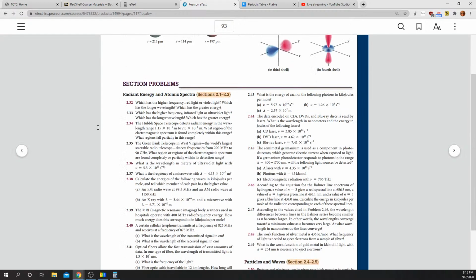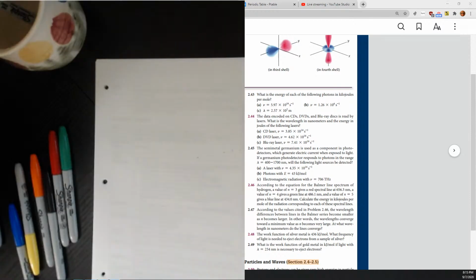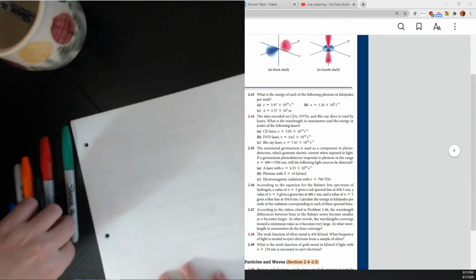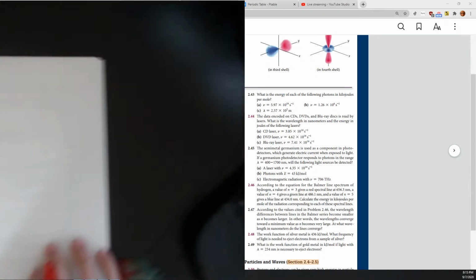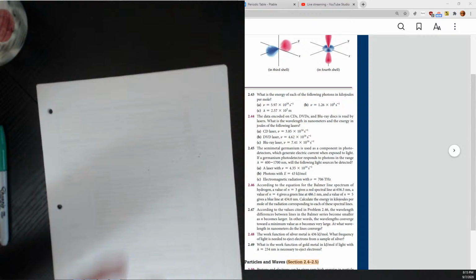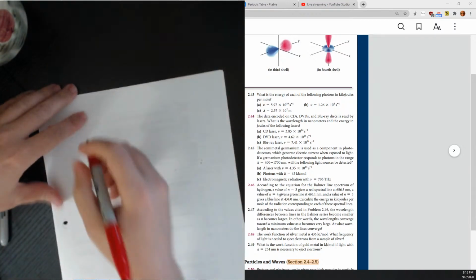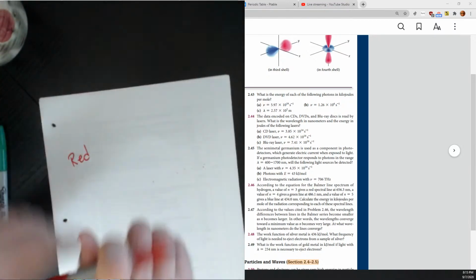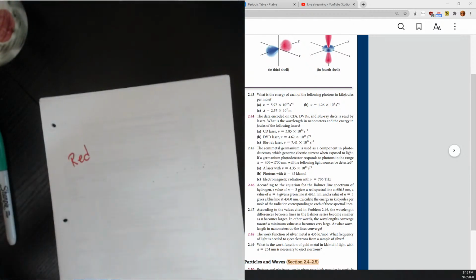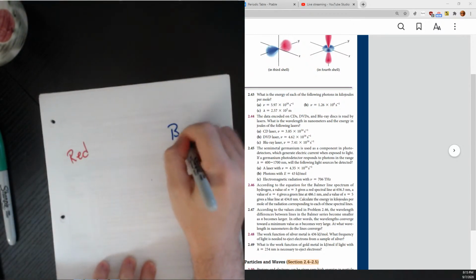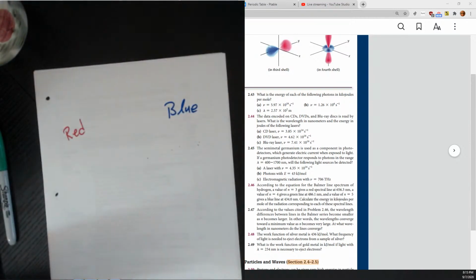Which has the higher frequency, red light or violet light? Which has the longer wavelength? And which has the greatest energy? All right, this one is pretty much just a matter of memorization for y'all. If we draw out a very simplified electromagnetic spectrum, we have red light over at this end, and we have blue light way over here.